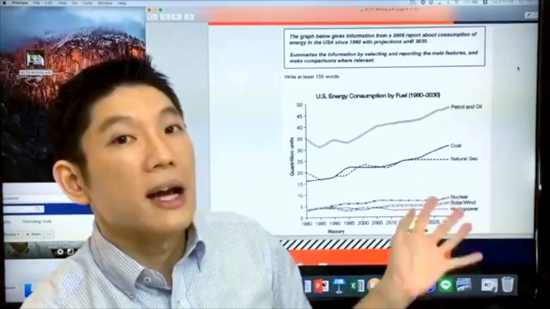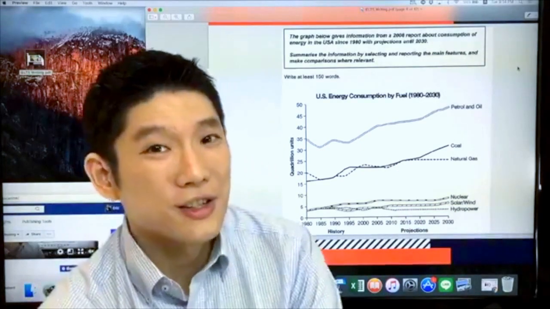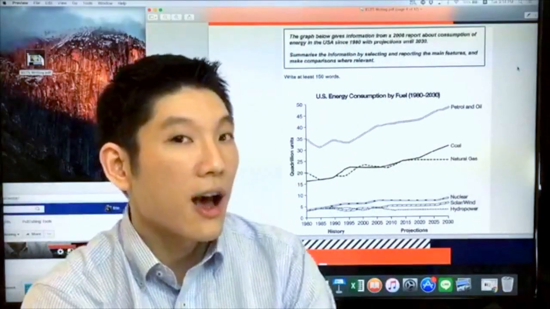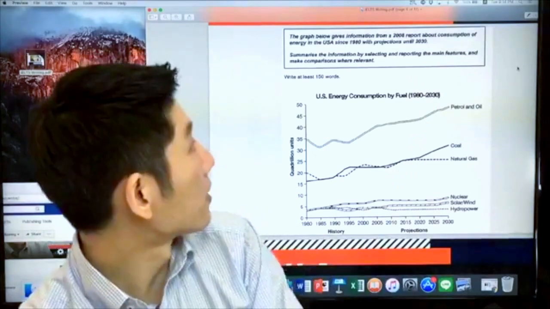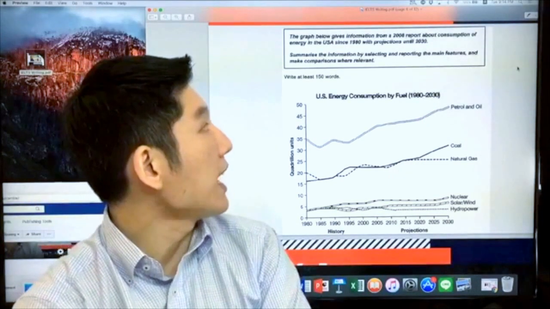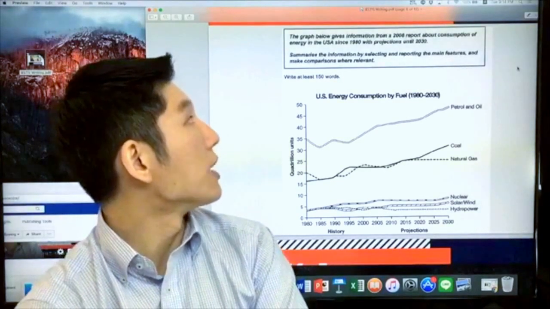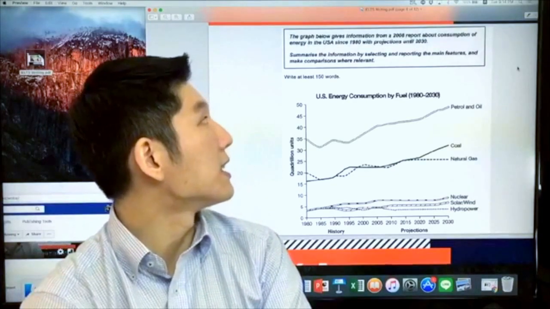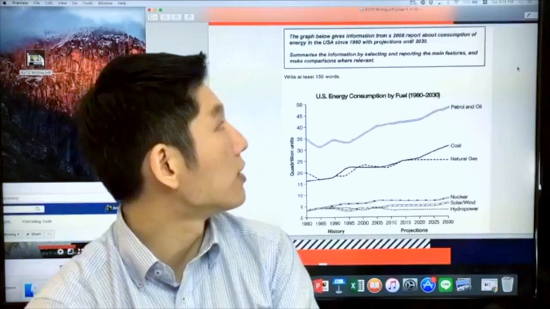So let's take this as an example. What do we do when we see this graph? So the first thing that I would do, of course, is to read the prompt. Okay? The graph below gives information from a 2008 report about consumption of energy in the United States of America since 1980 with projections until 2030.